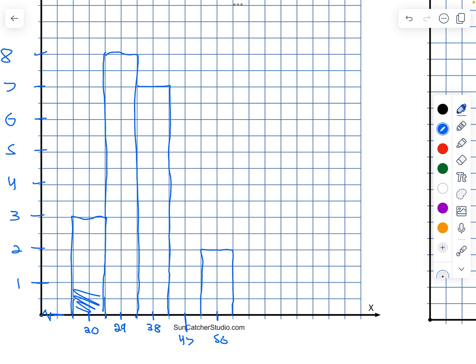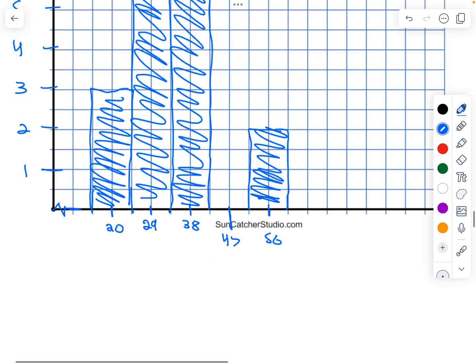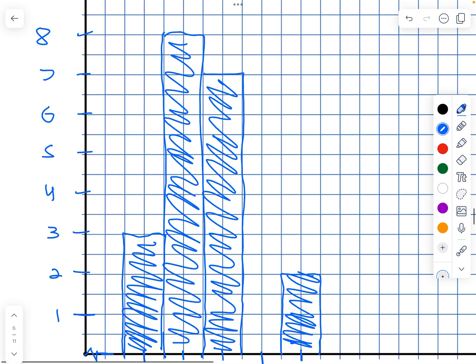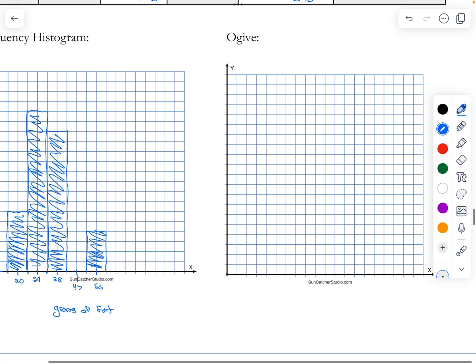All right, so I'll scribble these in real quick. I use the midpoints to label my classes, each bar. I could have used the boundaries to do that as well. So there's my histogram. Down here I have grams of fat, and here I have frequencies. Now to make an ogive, I want to make a cumulative frequency graph.